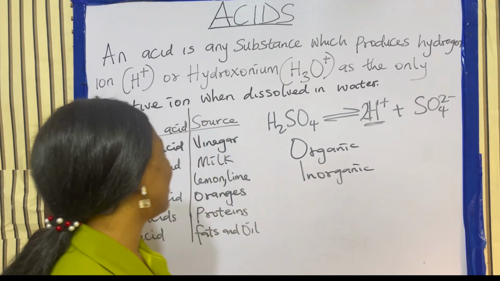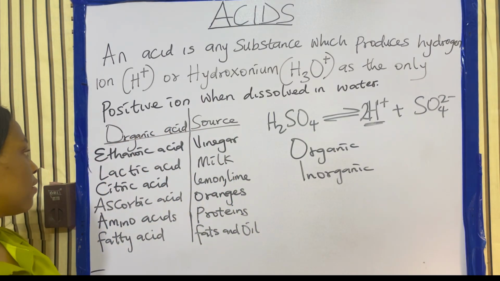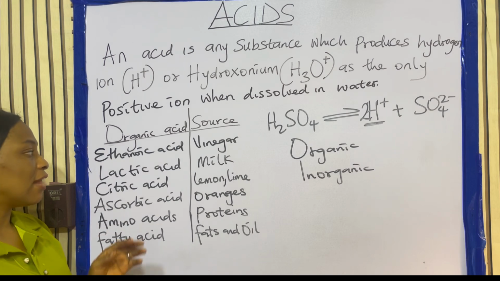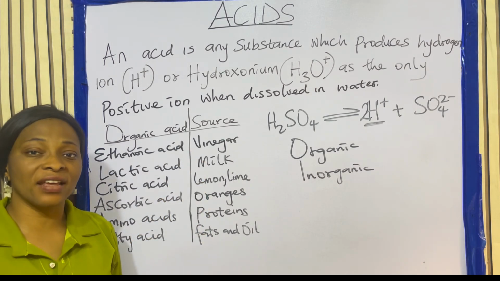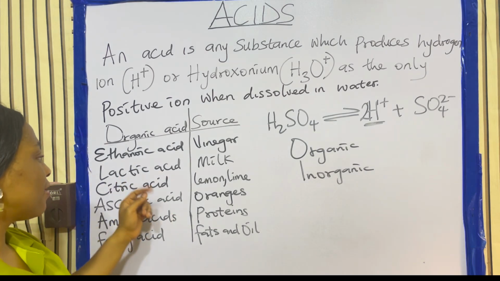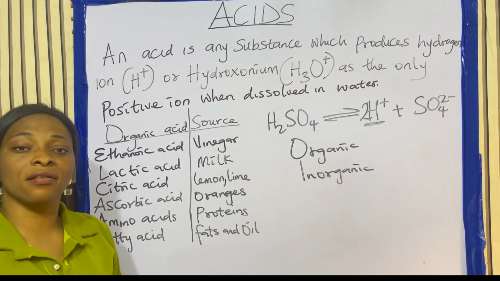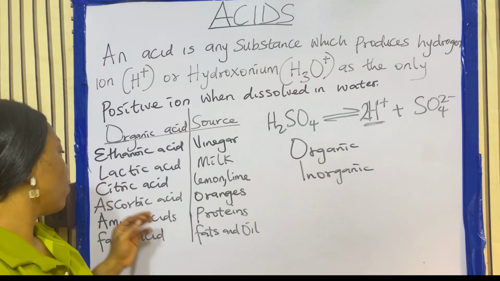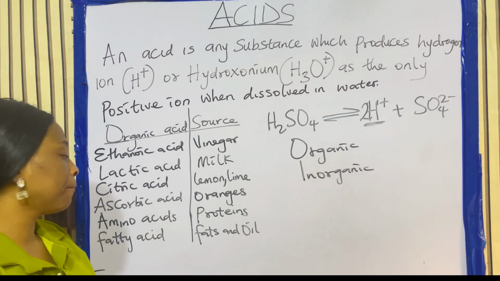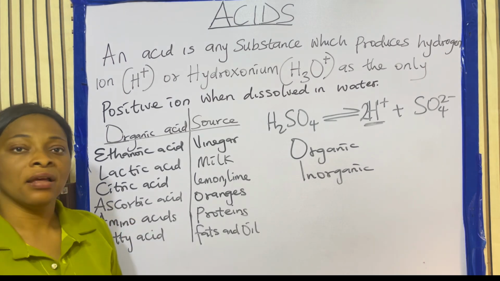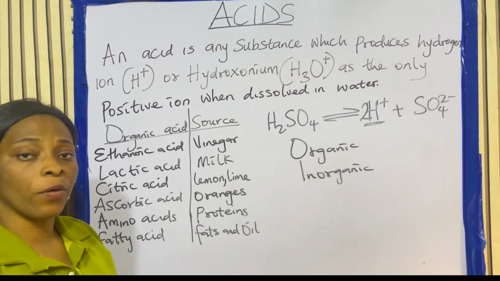So let's look at the organic acids here and their sources. We have ethanoic acid, which is gotten from vinegar. We have lactic acid, which is gotten from milk. We have citric acid, which is gotten from lemon and lime. We have ascorbic acid, which is gotten from oranges.